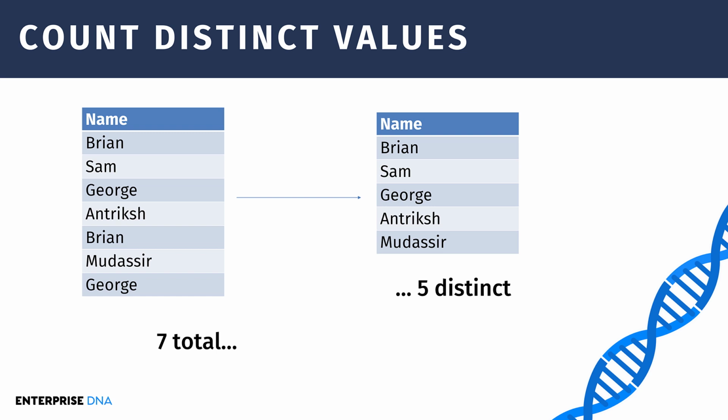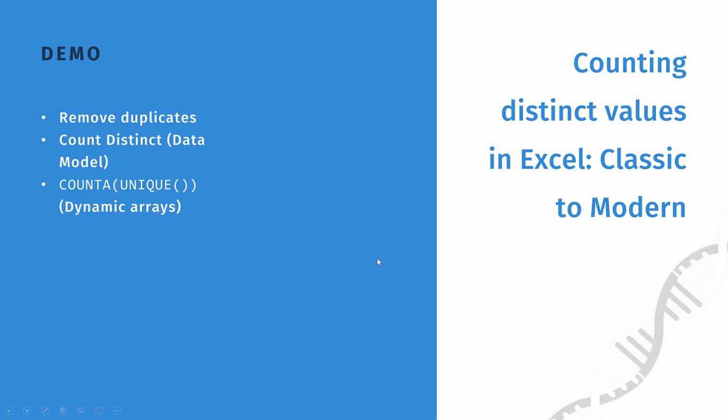Okay, so the idea of counting distinct values, I've got a list of names here, and some of these may be familiar to you. Now, what I want to know is how many unique names are in here. There are 7 names total, but how many are non-repeating? If I remove the duplicates, I get 5. Here's the list there. I'm going to do this in Excel.